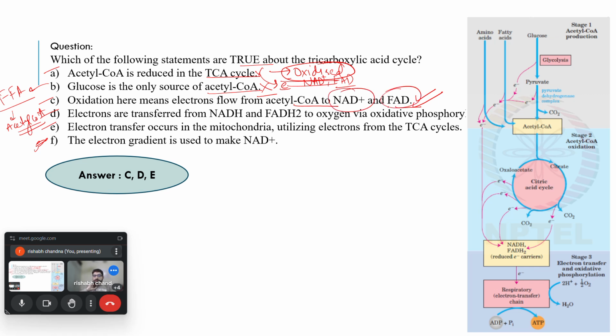Okay, so this is correct. Then electrons are transferred from NADH and FADH to oxygen via the oxidative phosphorylation. Yes, this is also correct. So in the mitochondria, what happens?